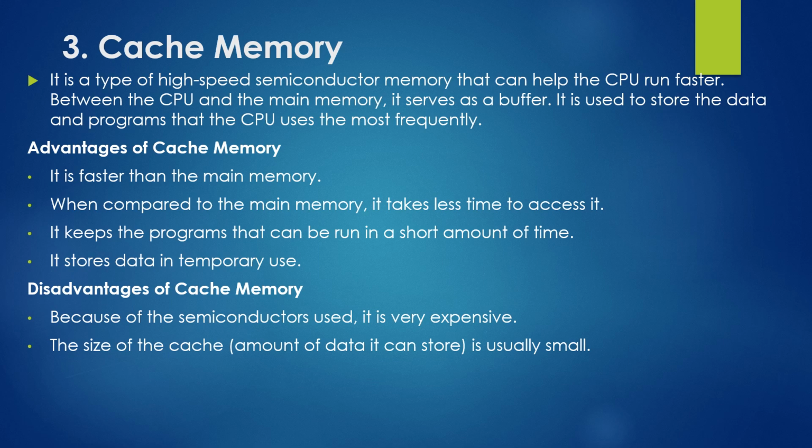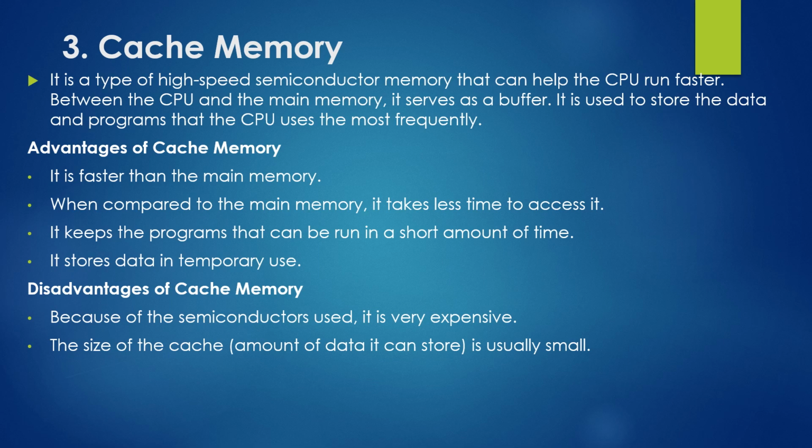And the third one is cache memory. It is a type of high-speed semiconductor memory that can help the CPU run faster. Between the CPU and main memory, it serves as a buffer. It is used to store the data and programs that the CPU uses most frequently.